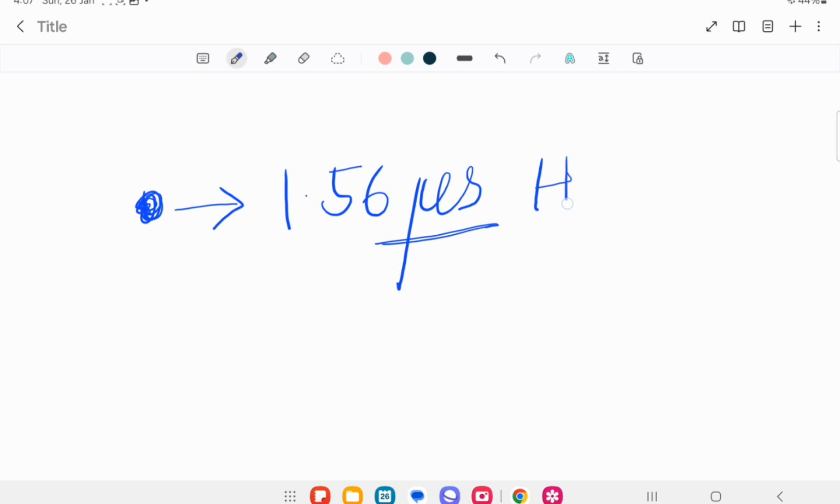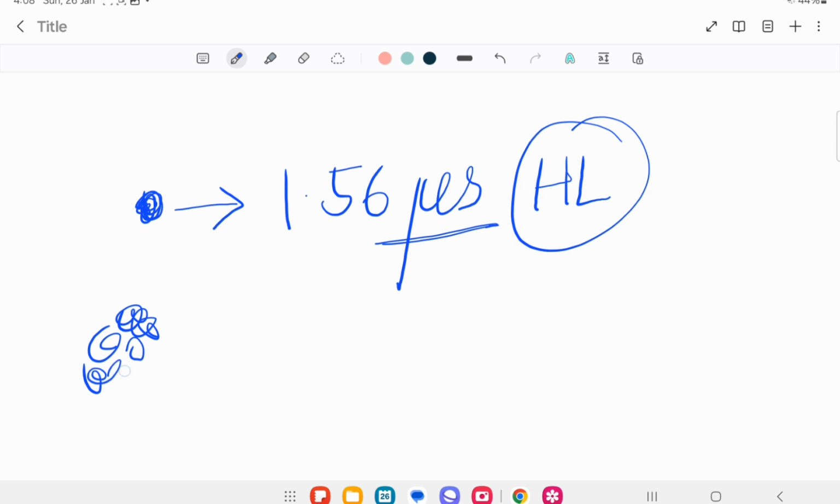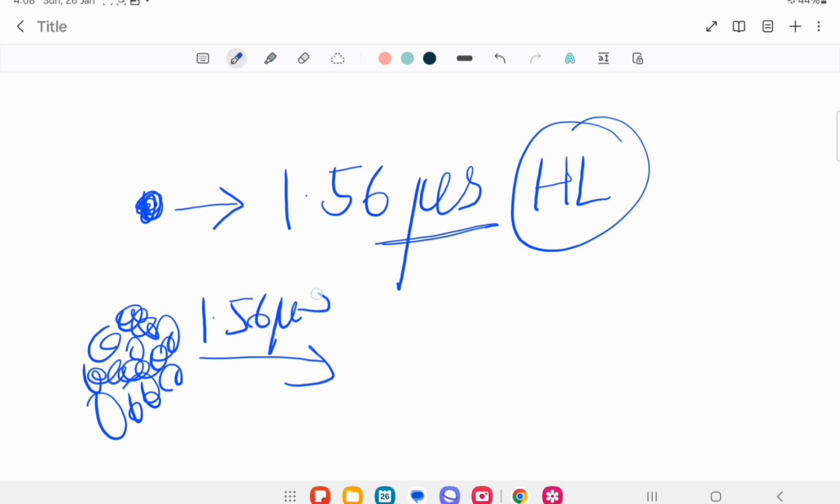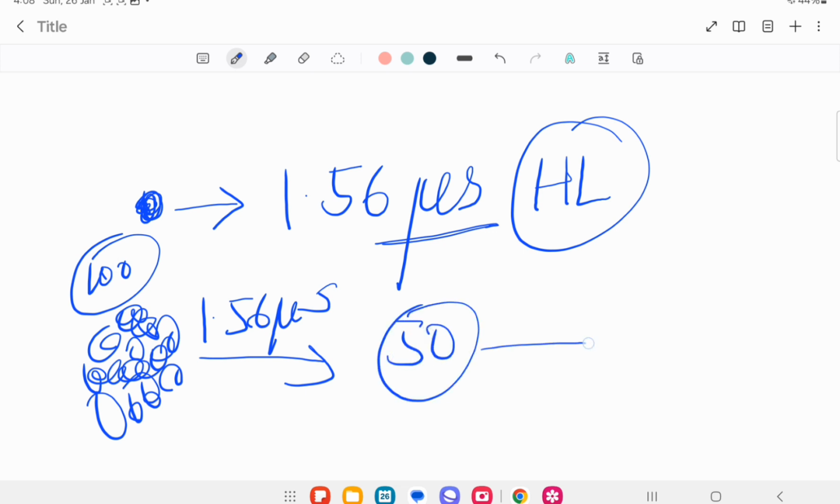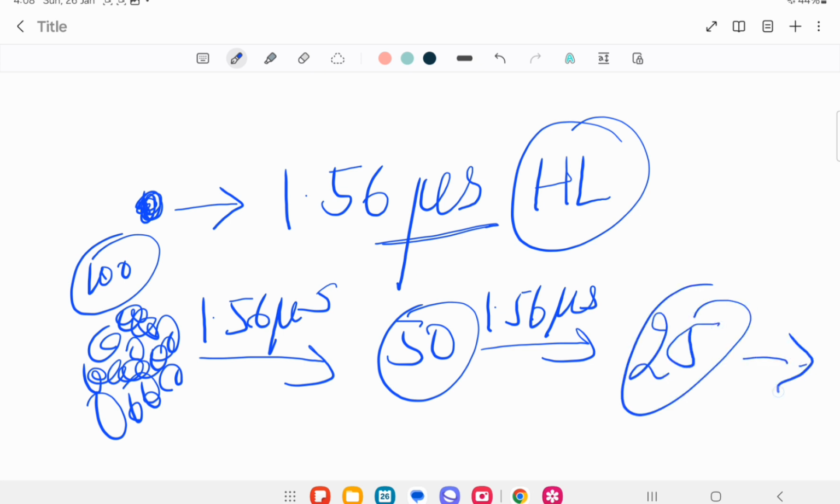What is half life? Suppose we have 100 muons here. Due to the electromagnetic decay, after one half life, that is 1.56 microseconds, these 100 muon particles will be 50. Again, after 1.56 microseconds, it would become 25, and so on and so forth.